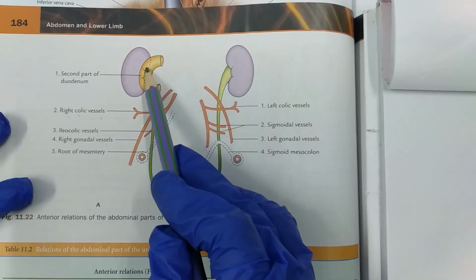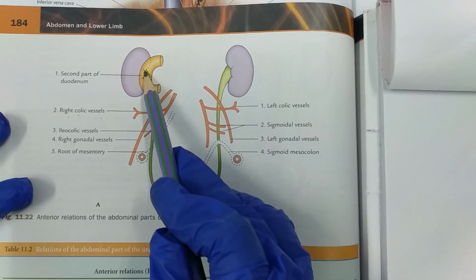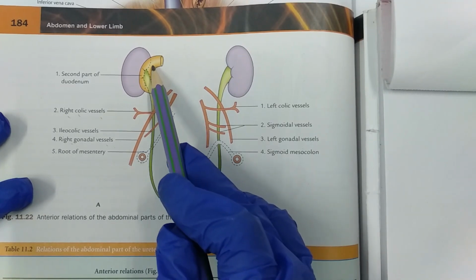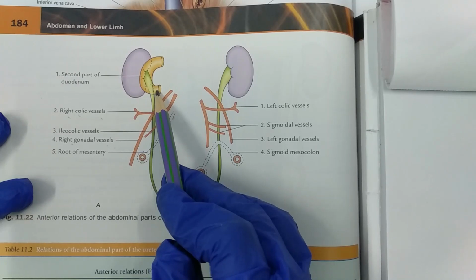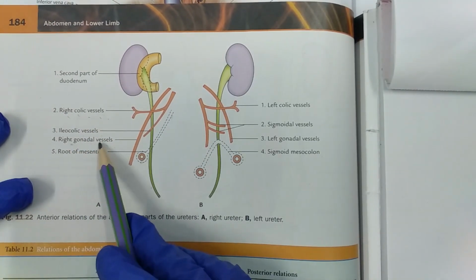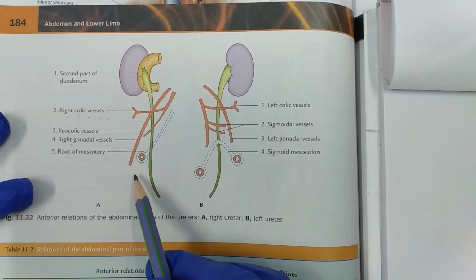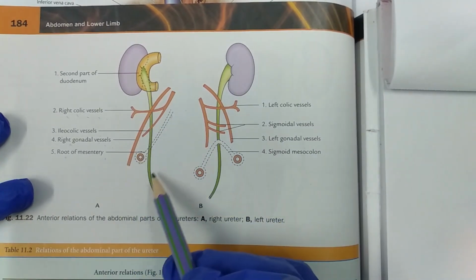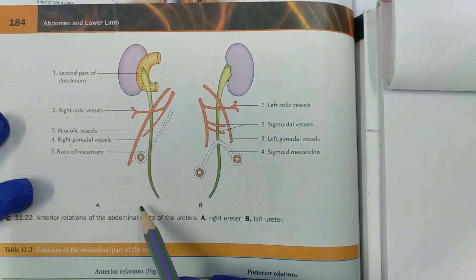And here you can see another important structure, that is the second and the third part of the duodenum. So from above downward: second and third part of the duodenum, right colic vessels, ileocolic vessels, right gonadal vessels, and the root of mesentery and the terminal part of the ileum. These are the structures related anteriorly to the right ureter, mainly in the abdominal part.